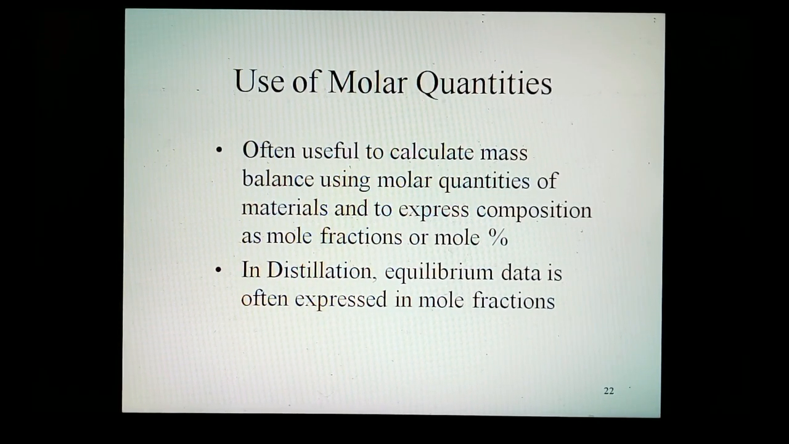Use of molar quantities. It is often useful to calculate the mass balance using molar quantities of materials and to express composition as mole fraction or mole percent. Distillation is an example where equilibrium data is often expressed in mole fractions.